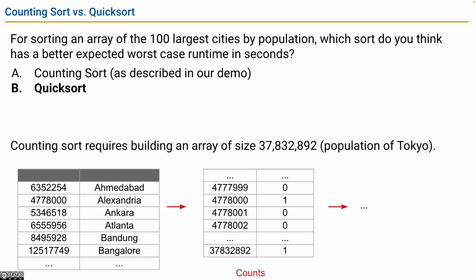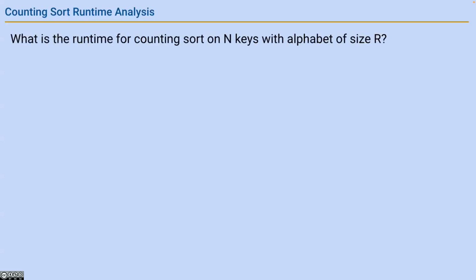Okay, so this approach, counting sort, even though it's linear in time, is slower than quicksort. So let's think about this a little more. What do you think is the runtime in big theta notation for counting sort if you have n keys and an alphabet of size r? Okay, I'll let you think about this one for a minute. That's some function of n and r. Theta of n times r squared, and plus r.